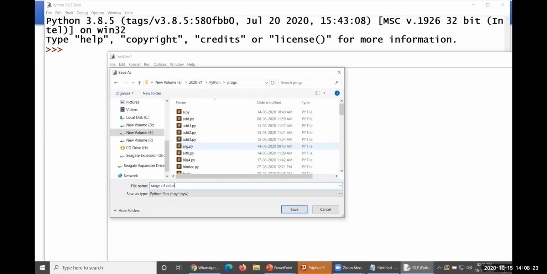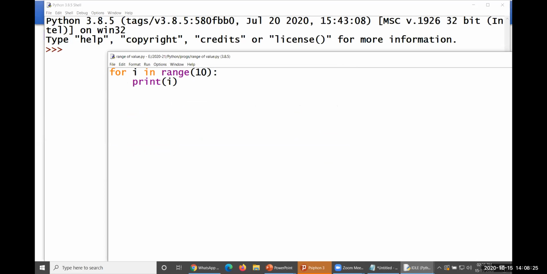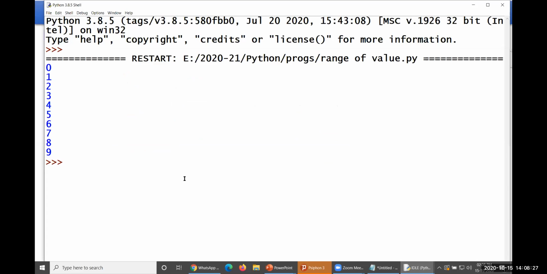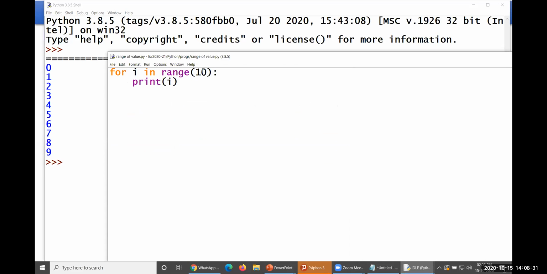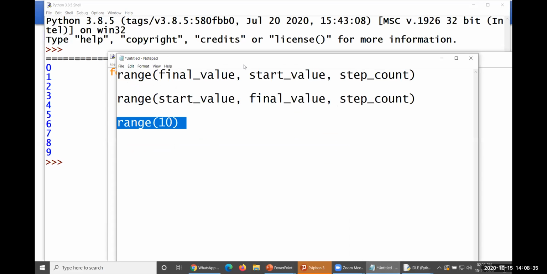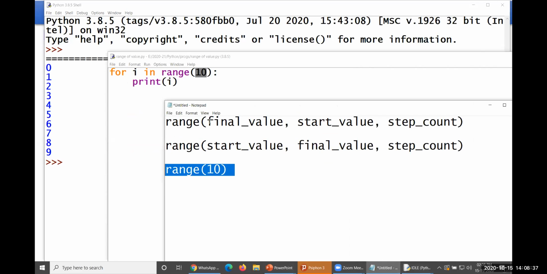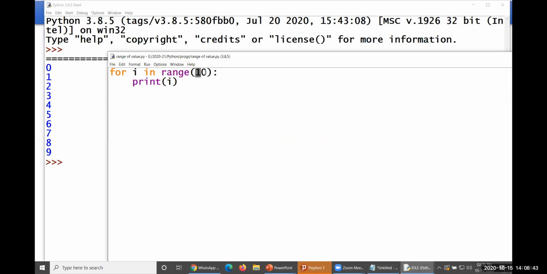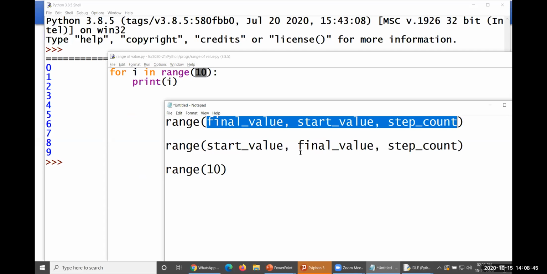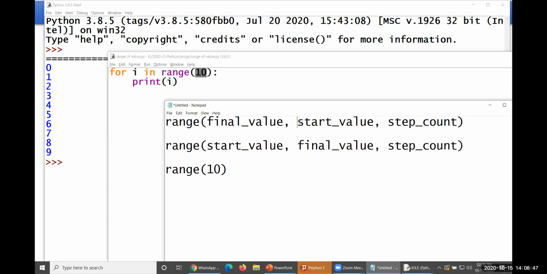I have submitted only a range of values in my Python program. Okay, I have submitted only a single parameter here. You could observe this particular program here. I have submitted only one parameter. But actually, how many parameters are required here? Actually, three parameters are required here. So if you submit only one parameter, then what about the two more parameters or two more arguments here? What about these two arguments here?